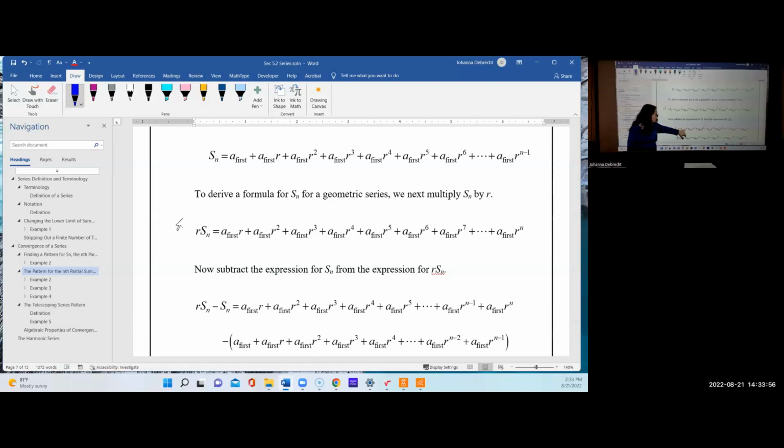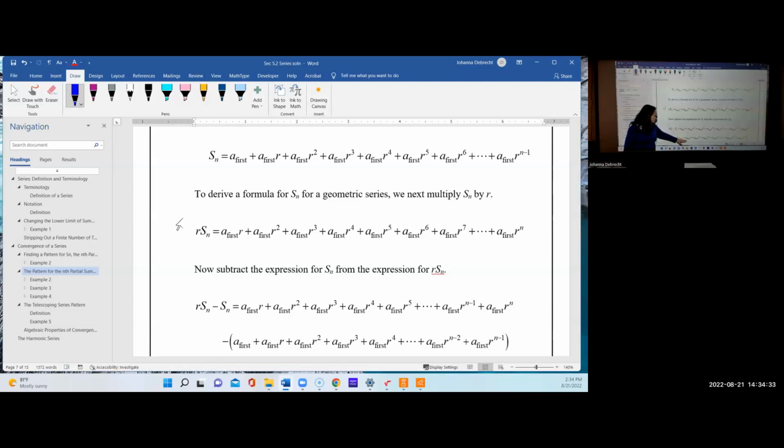So here's r times S sub n, which is this one right here after multiplying through by r. And we want to subtract this one, which is below it. Now, you can tell that they have a lot of terms in common, but not all. A first by itself is not a term in r S sub n. And the last term in r S sub n, a first r to the n, is not a term in S sub n. So even though most of the terms are common between the two, not all of them are.